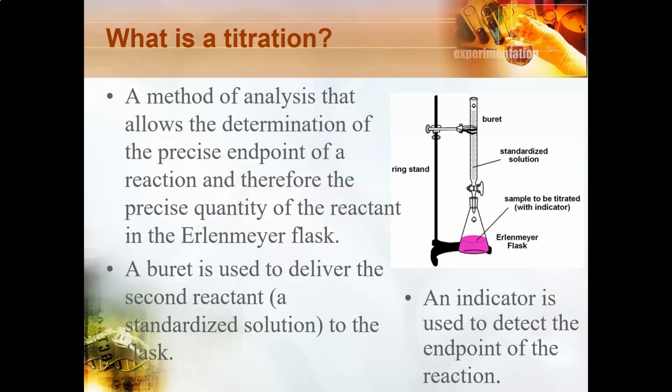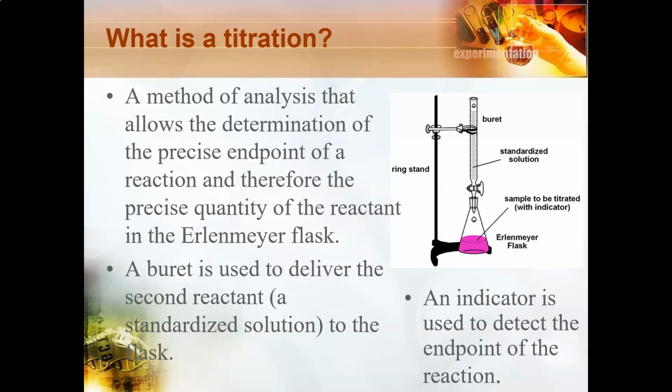So we can't see when a reaction is completed. So we use an indicator. In this case, we'll use phenolphthalein. And what happens here is that when we add acid and base together, they will react to form a salt and water. And when the phenolphthalein is in an acidic solution, it has no color. But when it is a basic solution, it will turn pink.